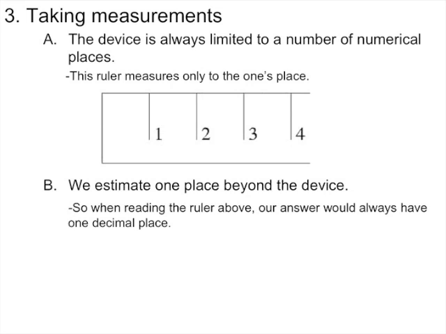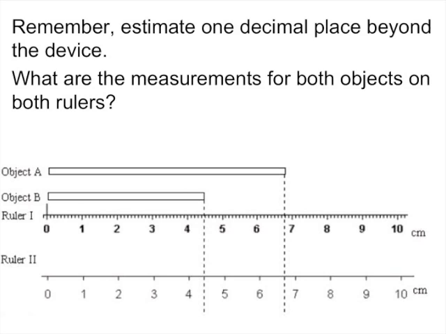So if you look at this ruler here, it measures the ones, 1, 2, 3, 4. If I was going to read something or measure something using this ruler, I would always have a decimal answer. If it was right on the 1, I would say it's 1.0. If it was halfway between 1 and 2, I would say 1.5. Always estimating and giving one decimal place past the device. Here's a couple rulers. I want you to measure both objects using both rulers and write down your answers.